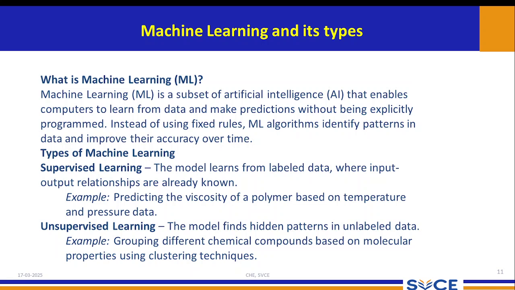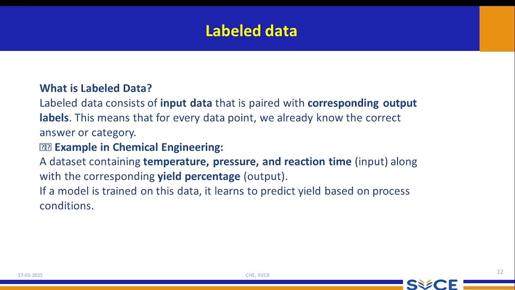Under the types of machine learning, we have two types: supervised learning and unsupervised learning. In supervised learning, the model learns from labeled data where input-output relationships are already known. That means the correlation is already known. In unsupervised learning, the models find hidden patterns in unlabeled data, so there won't be any correlation. Now, what is labeled data and unlabeled data? That also we have seen.